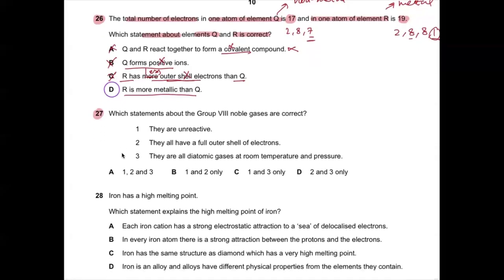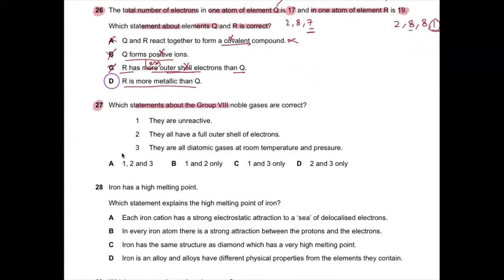Now MCQ number 27. Which statement about group 8 noble gases is correct? Okay. They are unreactive. Yes. So D goes wrong. They all have a full outer shell of electrons. So the second statement is correct, and there is no second over here, so C goes wrong as well. Now, they all are diatomic? Not at all. The noble gases are not diatomic. So B is the correct answer.